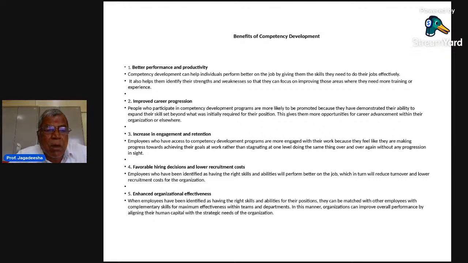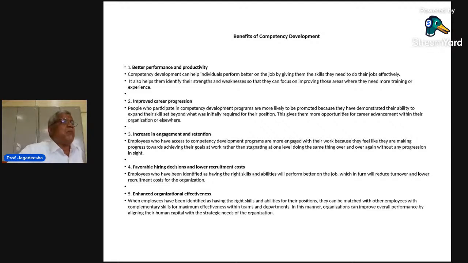What are the benefits of performance and product? What are the important benefits of competency development? These are the important benefits. The first one is better performance. See, you have very good knowledge, skill and attitude that will bring radical transformation in behavior, in which case you as an employee can perform your work better.